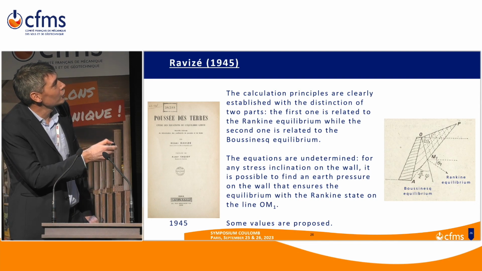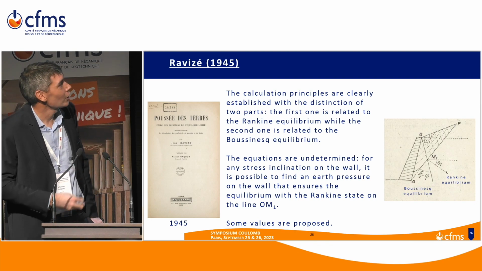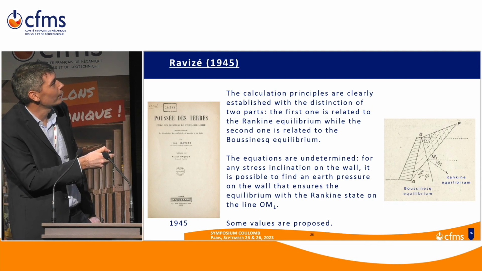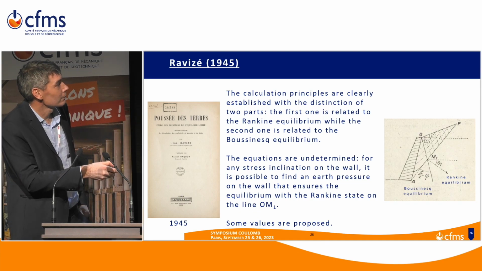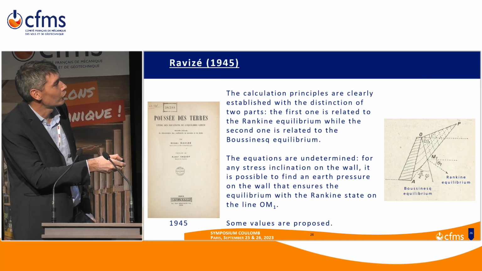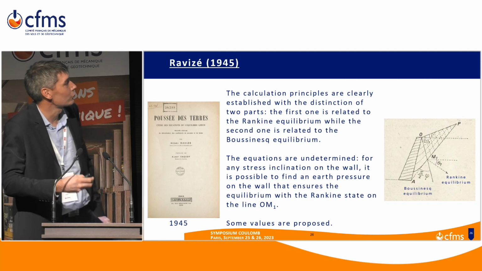Here the calculation principles are clearly established, as we know them now, especially by the distinction of two parts in the ground wedge. The first part is related to the Rankine equilibrium, where the slip lines, as we call them, are straight. And a second part with the Boussinesq equilibrium, where the slip lines have a strong curvature.